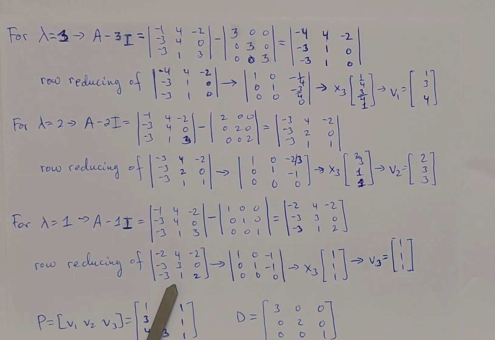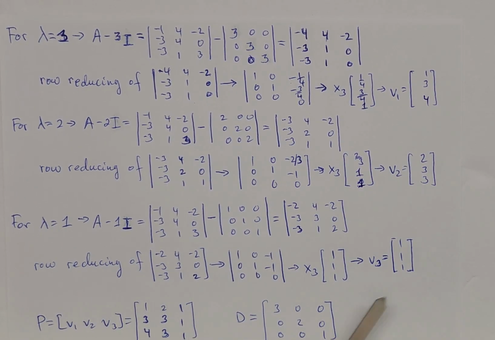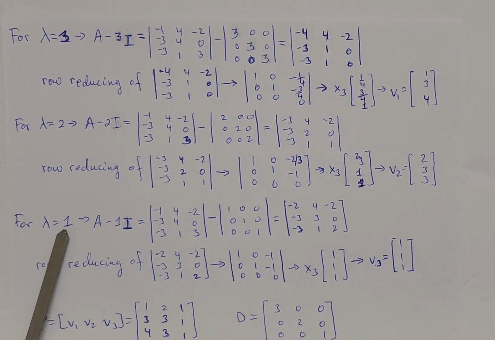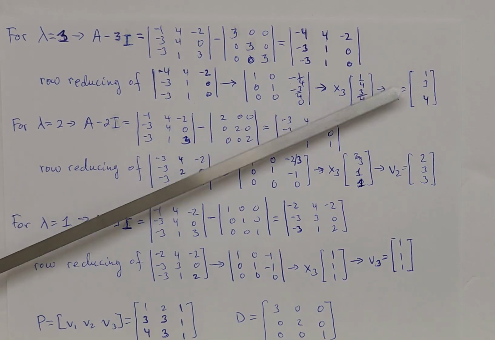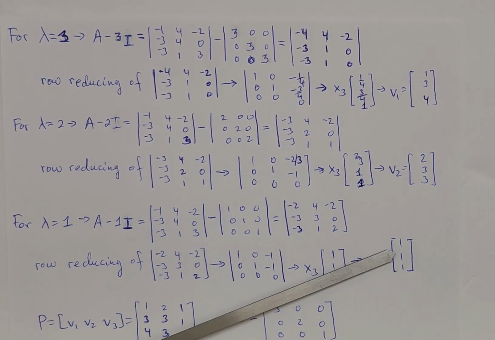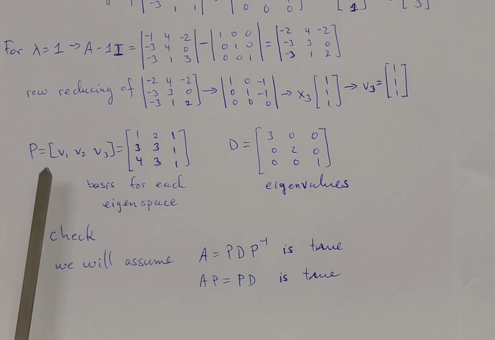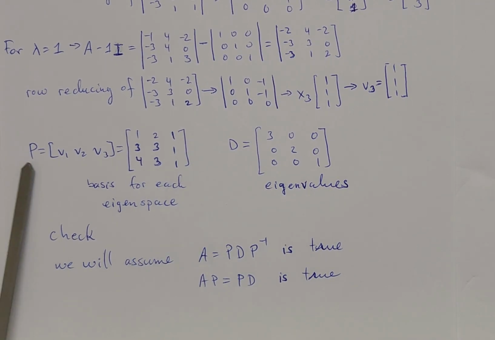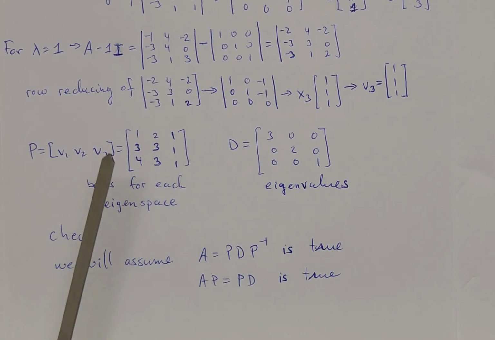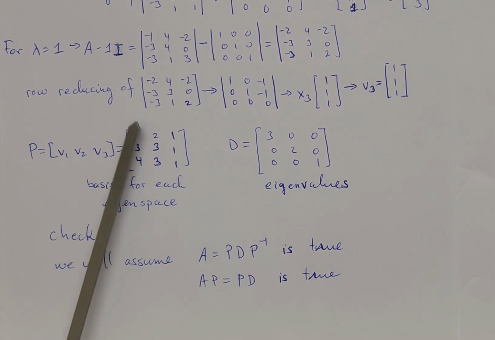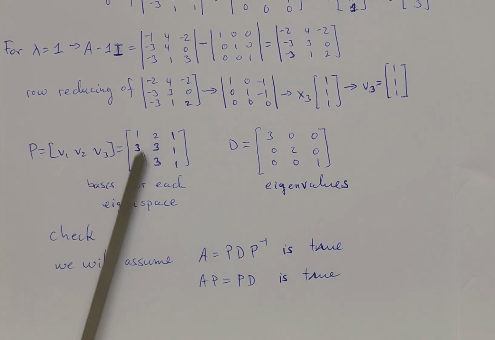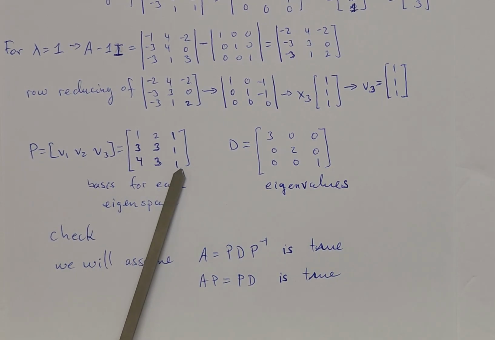That's what I wrote again over here. And this is the solution from this matrix after row reducing. And this is the vector or basis that belongs to this eigenvalue, okay? After that, put these vectors together, and it will become the matrix P. Again, P is the matrix that has all of the vectors or basis that belong to its eigenvalue.